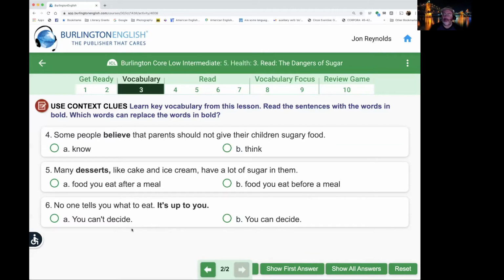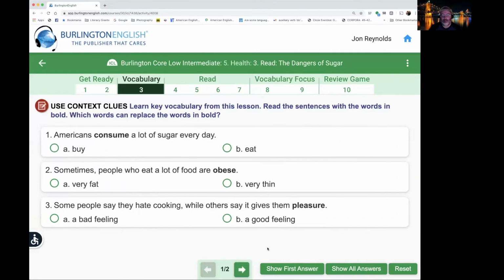And finally, number 6, no one tells you what to eat. It's up to you. Does it's up to you mean you can't decide or you can decide? Okay, let's go back and now let's see how you did. Let's check our answers. So for number one, consume means to eat. So when we consume things, we eat them.